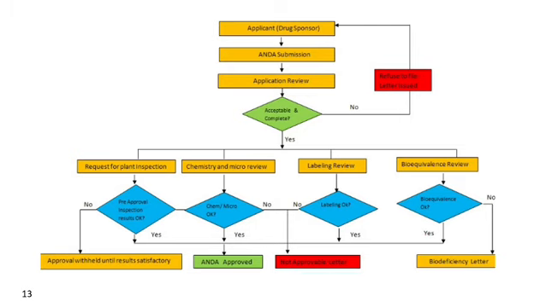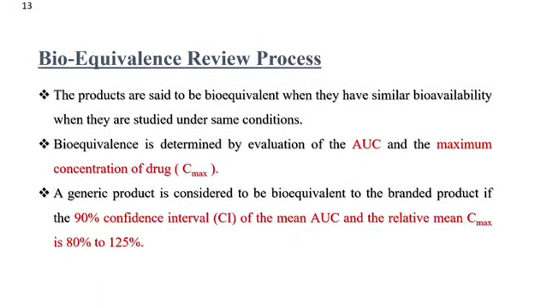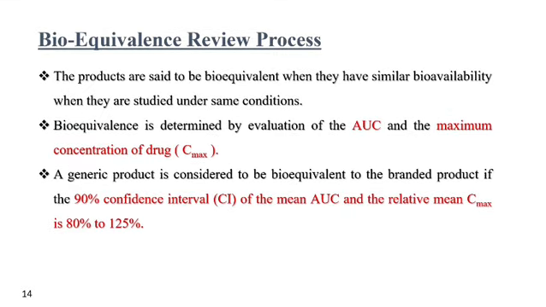Two products are considered bioequivalent if they show similar absorption in the body. Scientists compare values like AUC and Cmax. The acceptable range is usually 80% to 125%.